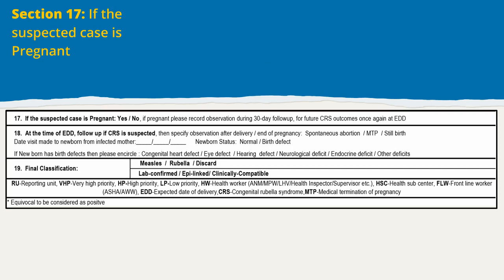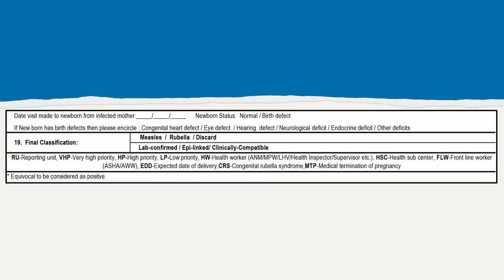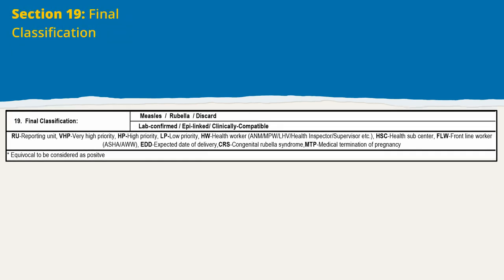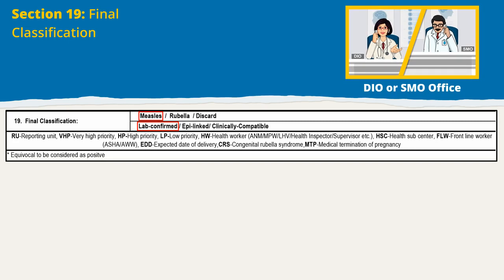Sections 17 and 18 are for early identification and follow-up for risk of congenital rubella syndrome in newborn if the suspected case is a pregnant woman. Section 19 is the last section of the CIF on final case classification. Based on lab results, the final classification to be updated on CIF by DIO or SMO office.